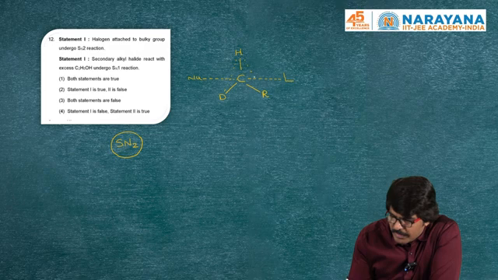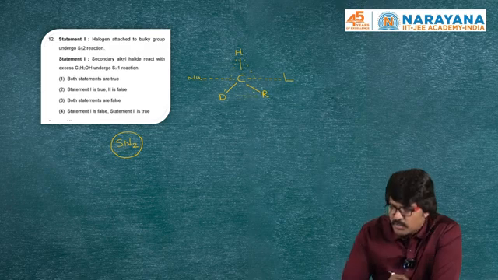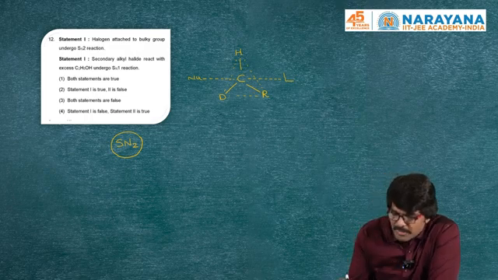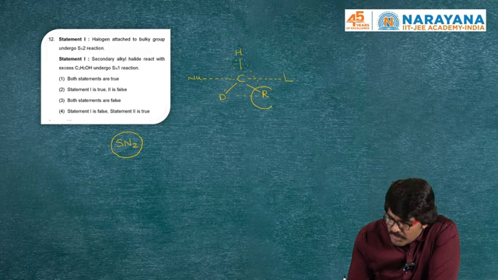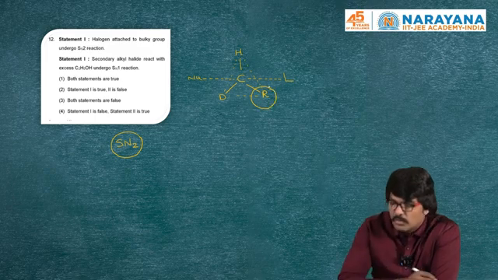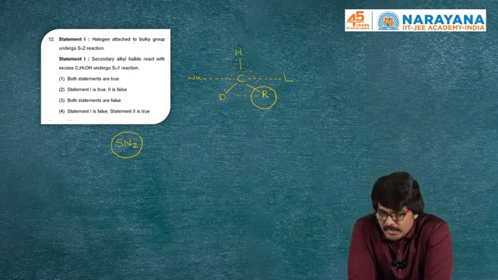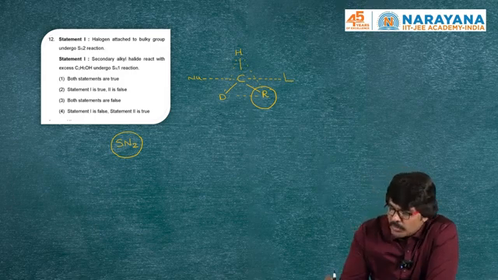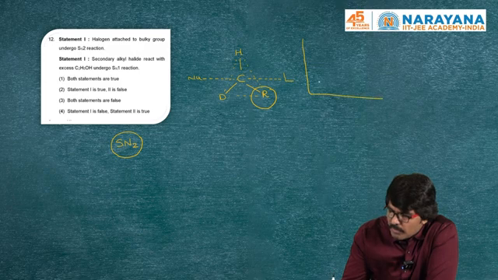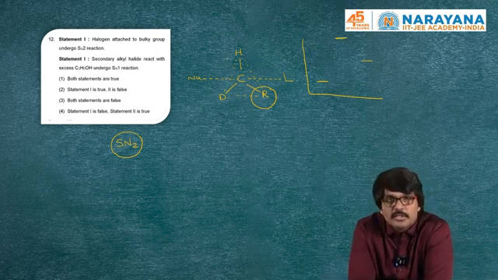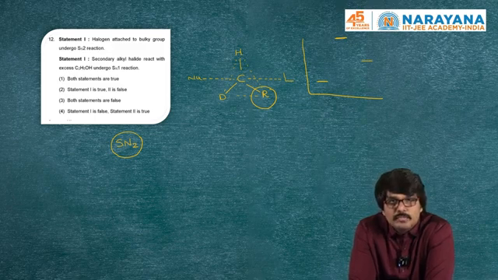When you are comparing the rate, we have to study the stability of the pentavalent transition state. Halogen attached to bulky group. When the group is bulky, there will be some steric crowding. When there is steric crowding, the potential energy of that transition state will be high. For example, this is your reactant, this is your product and this is your transition state. It is a single step reaction, a concerted reaction. All the changes are taking place in one step.